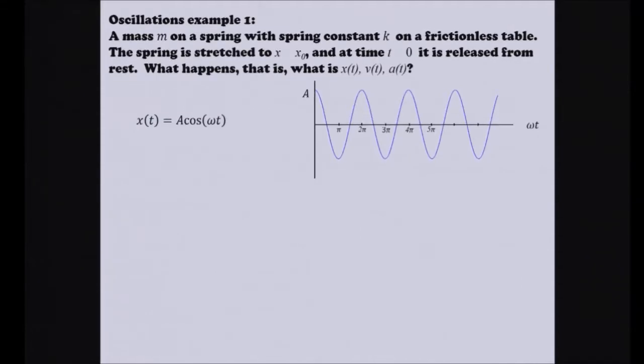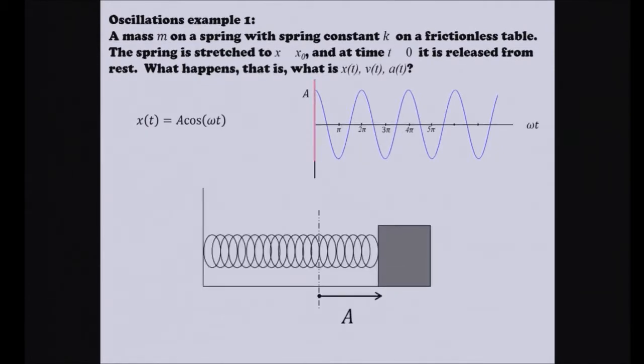If we want to know what this motion looks like as a function of time, we can plot position as a function of omega t. The reason I'm doing omega t is because that's the full argument of cosine, so we can scale it by pi, 2 pi, and so on. At time equals 0, we have our mass here, and we've stretched it the full distance a.